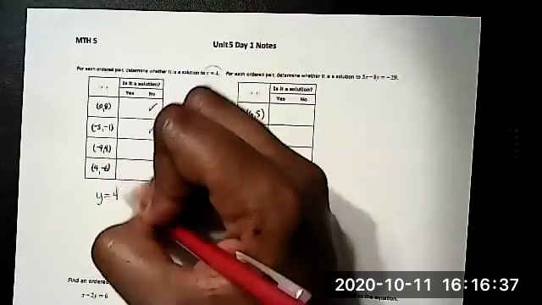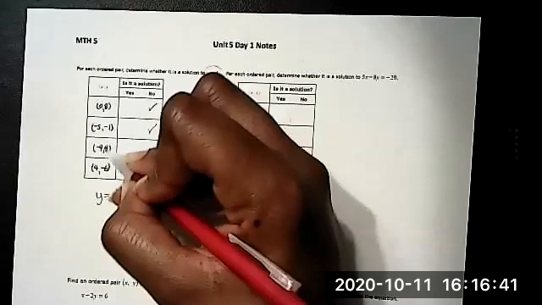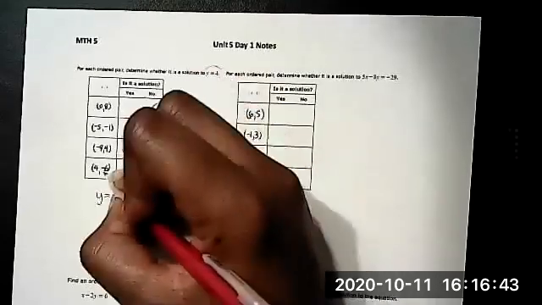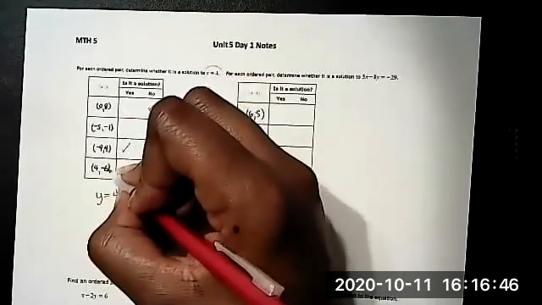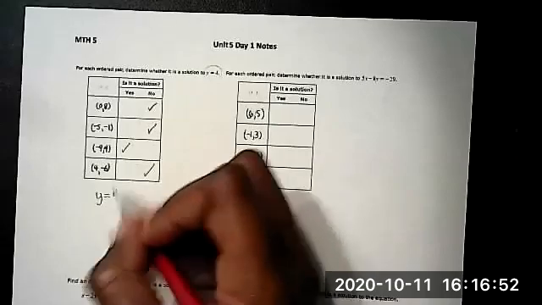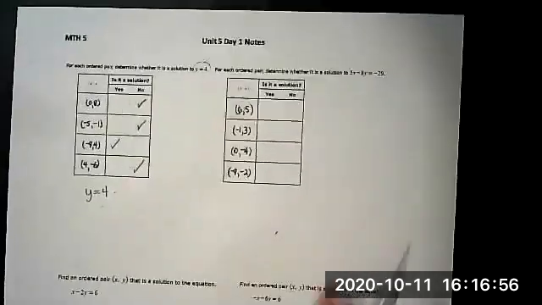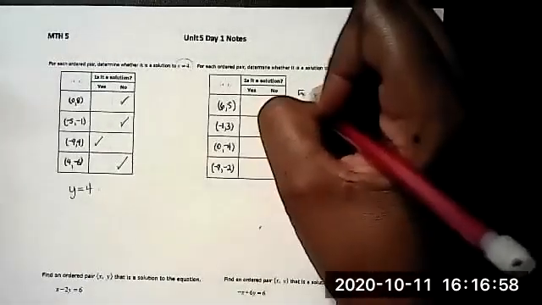Negative 9, 4. It says y is 4. Remember, this is your x and this is your y. Y is 4 here, so this one is a solution. And this one, x is 4, but that's not y. Y is negative 6 here? No. Okay. If it says y equals, then y has to equal 4. And then it makes it a solution. Everything else is not.